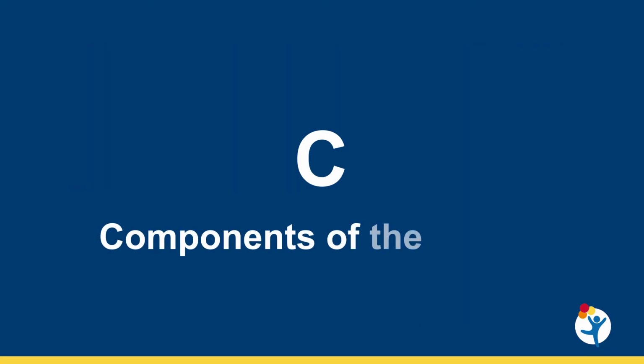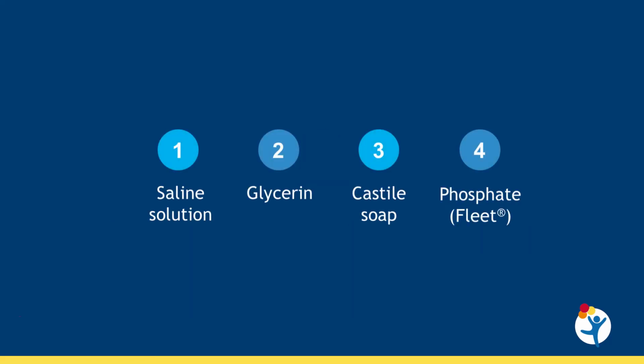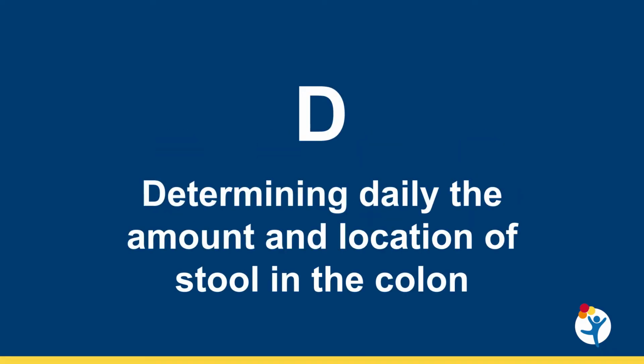C is the component of the enema. We like to use as our base normal saline solution and as our irritants liquid glycerin, Castile soap, and phosphate. D stands for determining the amount of stool in the colon after the enema. We can do it by simply analyzing an abdominal radiograph to look for the stool after the enema. We are mainly concentrating on the rectum and the left colon that should be clean after receiving a proper enema.